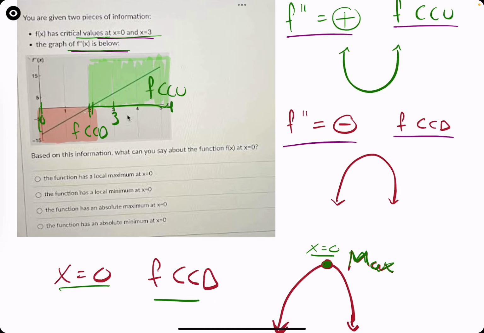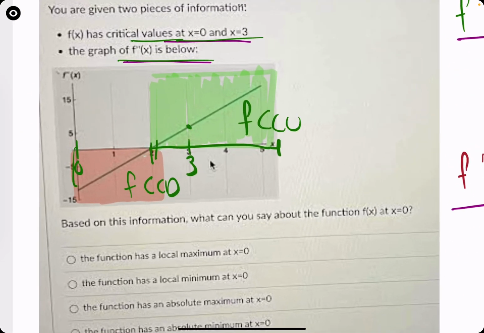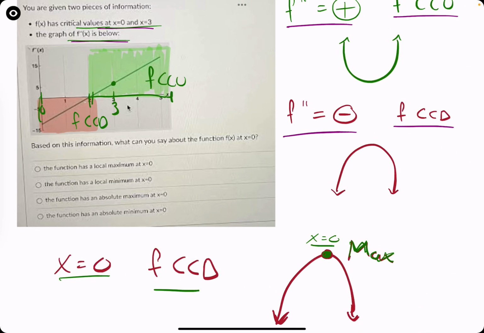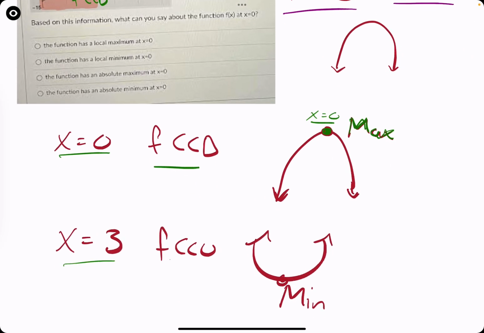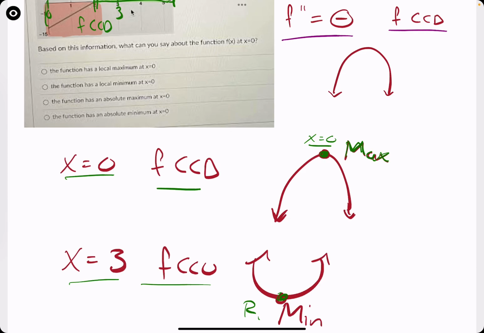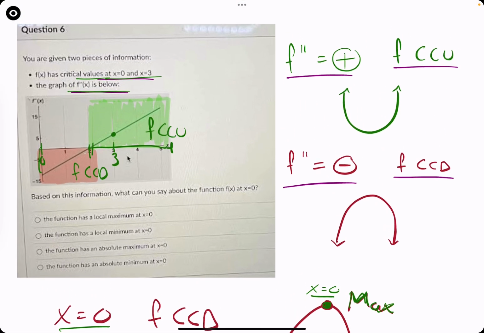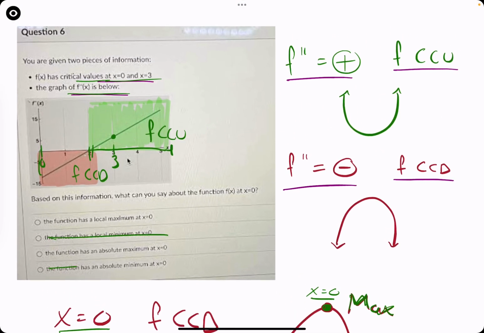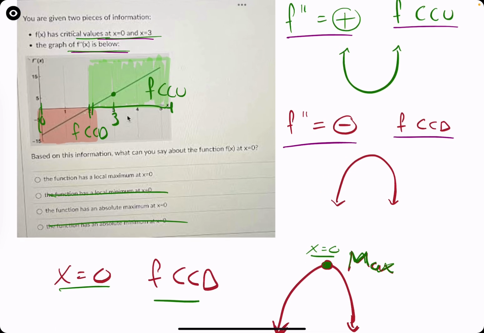If we wanted to talk about x equals 3, f double prime is in the positives, which means that f is concave up, which means we likely have some sort of minimum, most likely a relative minimum at x equals 3. And so in these answer choices, they're just talking about x equals 0, so we know it's some sort of max at x equals 0.